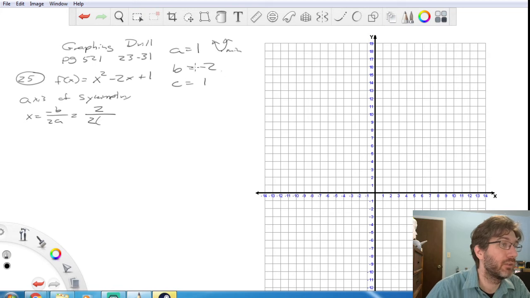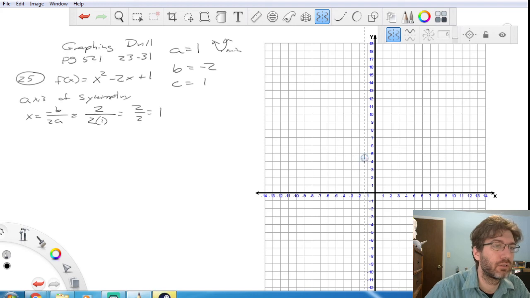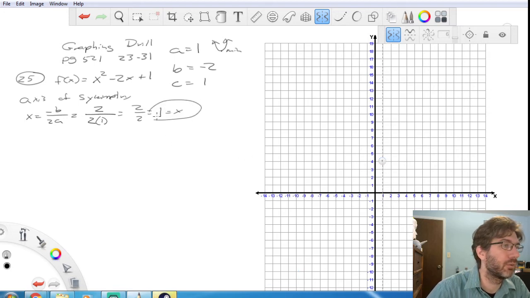And our A value is 1. So this is going to equal 2 over 2, which equals 1. So our line of symmetry is at 1. So we're over here for our line of symmetry. So x equals 1 is our line of symmetry.